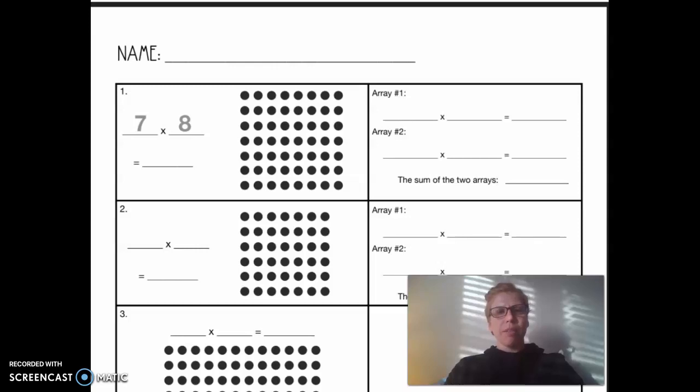I would like for you to go into the back of your packet and find this worksheet and put your name on it, and then come back to me and we're going to work with arrays and distributive property.